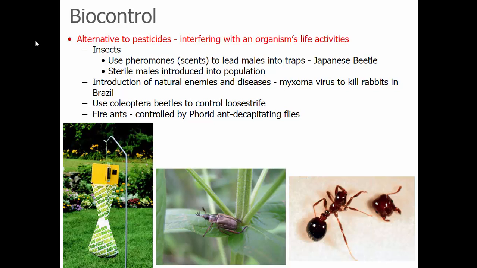The loosestrife we talked about yesterday, in fact, is taking over marshes. There's a beetle called Coleoptera, which scientists are taking from Europe, importing here, because it eats the loosestrife but nothing else. And so we'll try to control it. Scientists are hoping it will control the population of loosestrife, but not affect the ecosystem in other negative ways. They're a type of flies that helps control fire ants by decapitating them. So there's all sorts of ways we can try to use natural predators and other means without relying on pesticides.